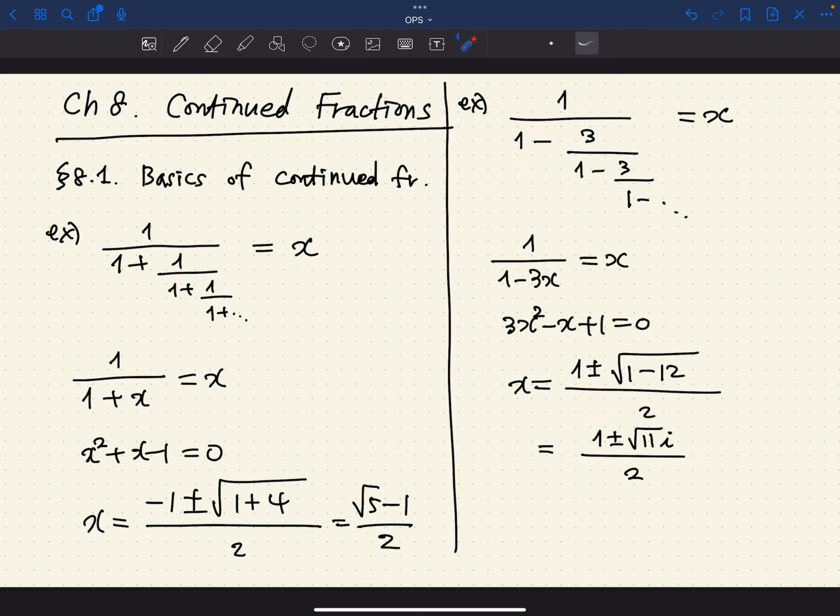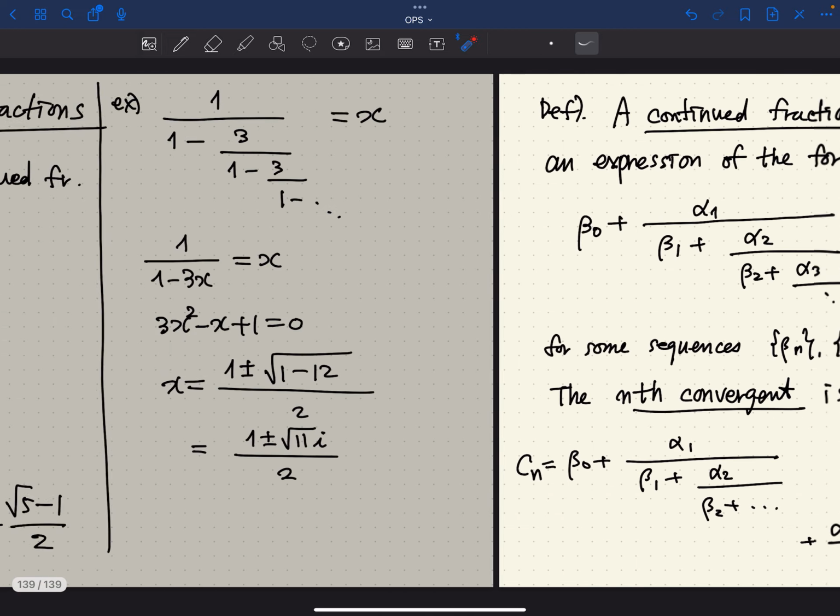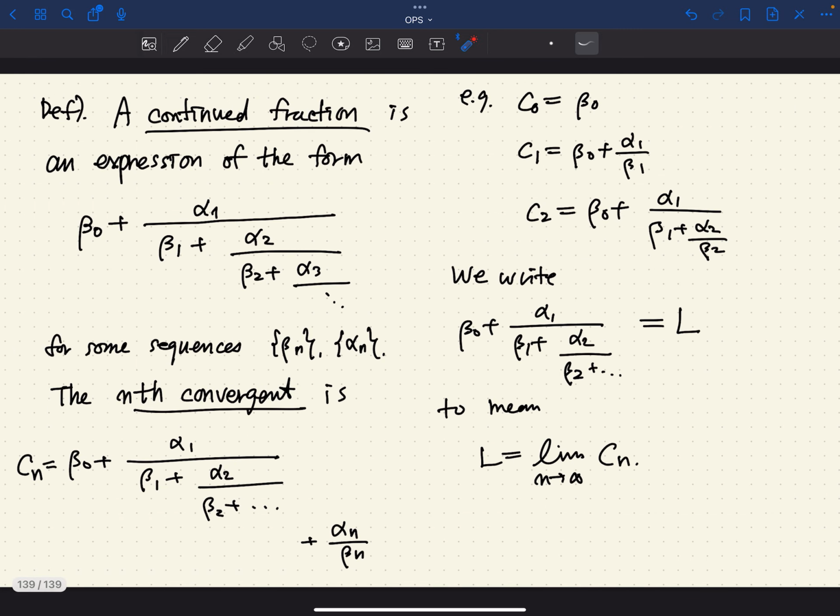A sequence of real numbers cannot converge to a non-real complex number. So the important thing that I want to say here is that we have to check whether the limit exists or not, and that's what continued fraction means.